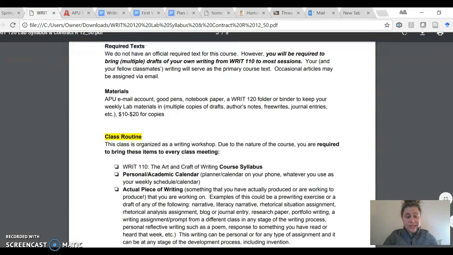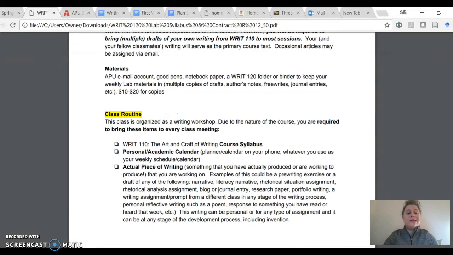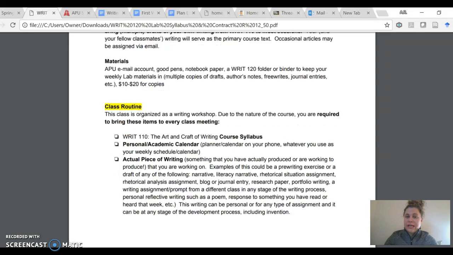The class routine, here's a list of what you need to bring for each class period to be prepared. The main thing with this class that determines students who pass or fail is if you come prepared for the class. So that's basically come to class, come prepared, absolutely you will get credit. I want to give you credit. I really hate when students don't pass this class. It's such an easy class. You just need to show up and bring the stuff.